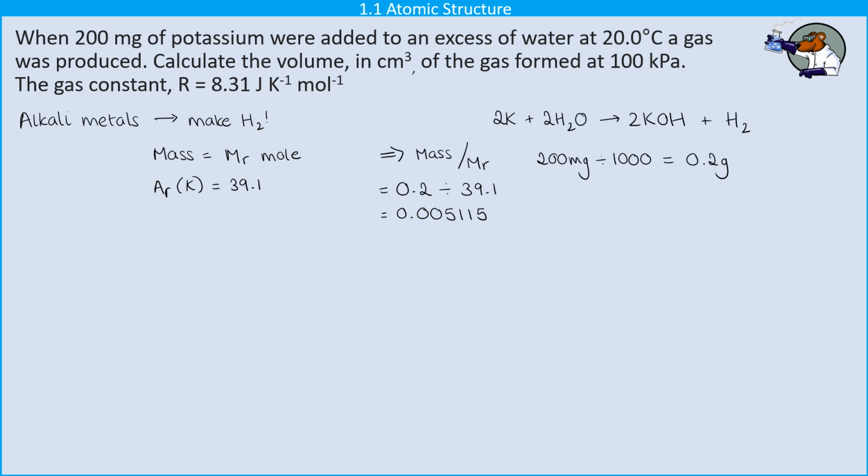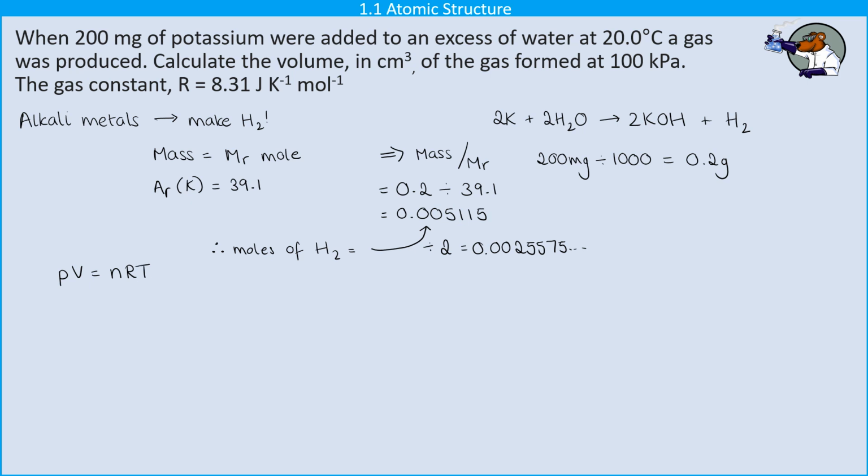So the next thing I need to do is use this equation that I've written myself to work out my moles of hydrogen. So this equation tells me that for every 2 moles of potassium, I make 1 mole of hydrogen. But I don't have 2 moles of potassium, I have 0.005115. So really I kind of want to think about this as a ratio. So I've got twice as much potassium, I've got half as much hydrogen. So what I need to do to work out my moles of hydrogen is to divide this number by 2. And that's going to give me 0.00025575.